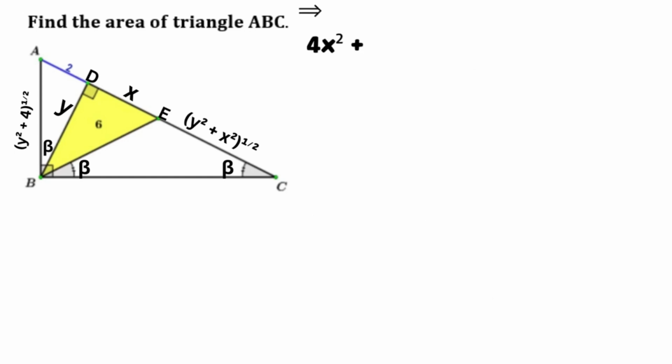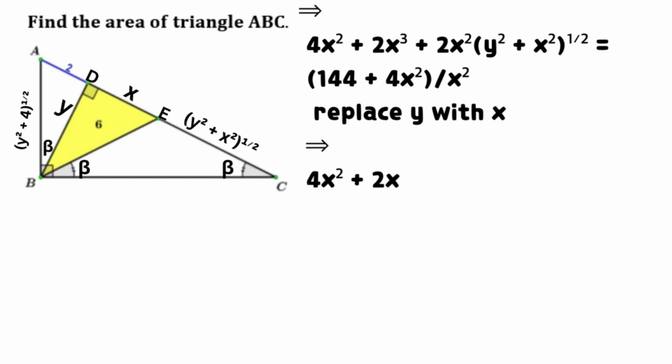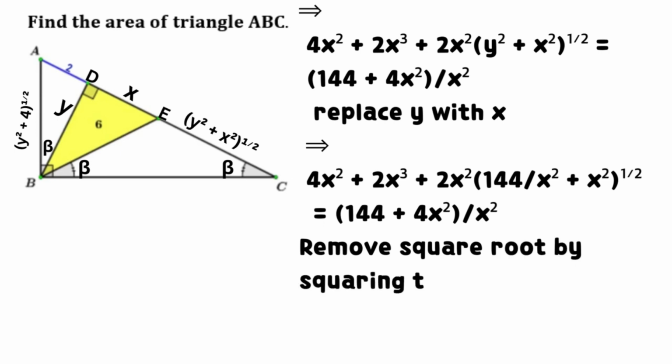It implies that the sum of 4 times the square of x, 2 times the cube of x, and the product of 2, the square of x, and the square root of the sum of the square of y and the square of x equals the sum of 144 and 4 times the square of x, all divided by the square of x. Replace y with 12 divided by x and we obtained an equation as shown on the screen. Remove the square root by squaring the equation.